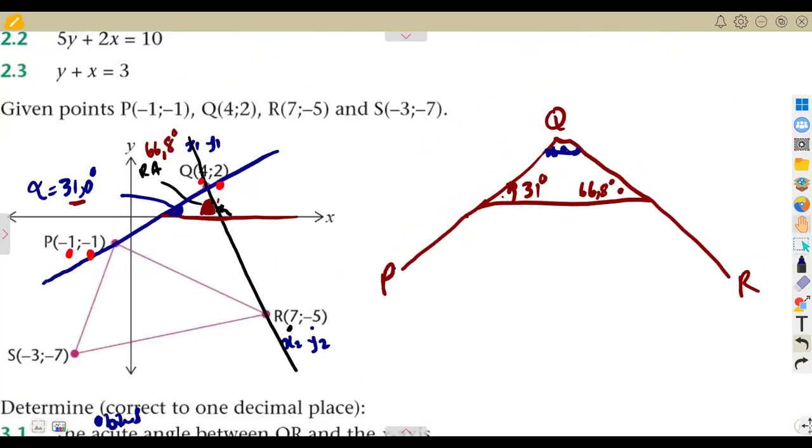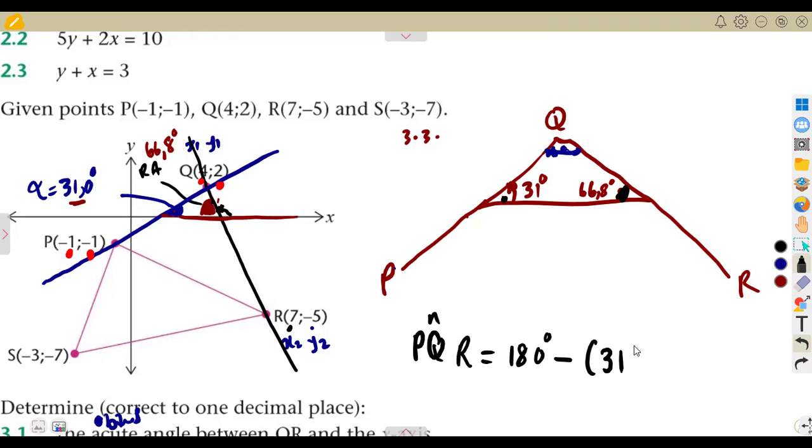So we can use the concept of angles in a what? In a triangle. Therefore angle PQR is simply going to be equal to 180 degrees minus these two angles that we are given inside of the triangle, 31 degrees plus 66,8 degrees. The angles inside of what? Inside of the triangle concept. So that was the case of this question.